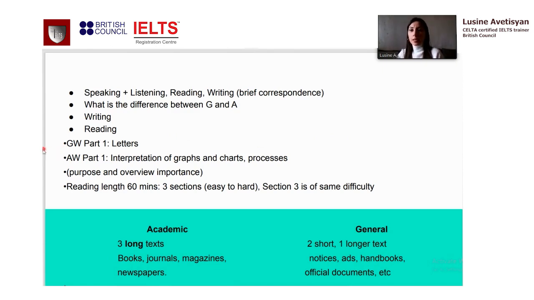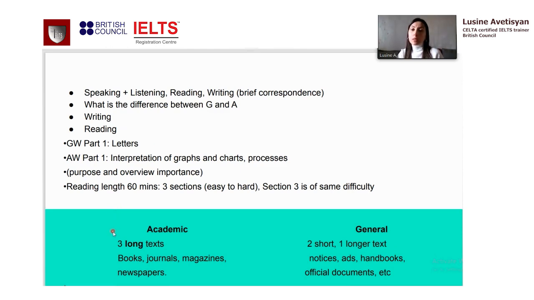Here we can see that the reading length is the same for both academic and general modules. It's still 60 minutes, and there are still 3 sections going from easy to hard. However, section 3 is of the same difficulty for both modules.